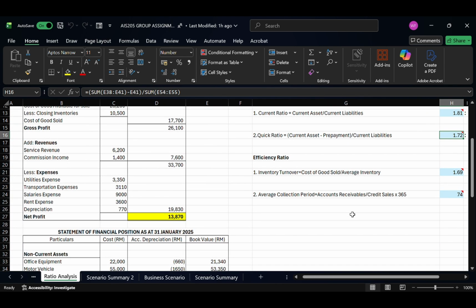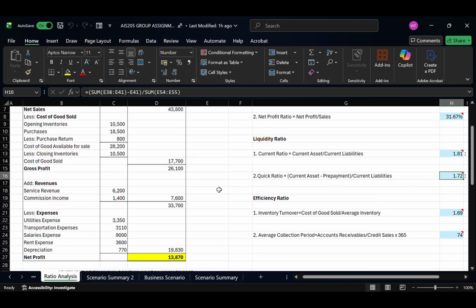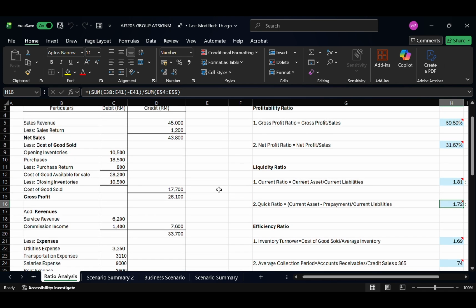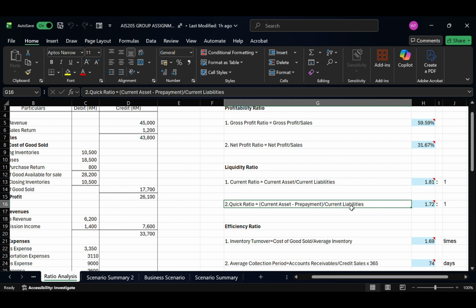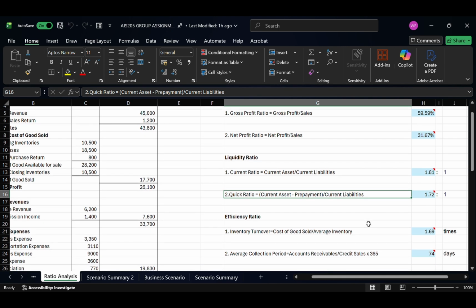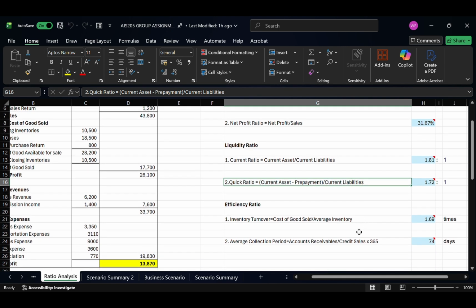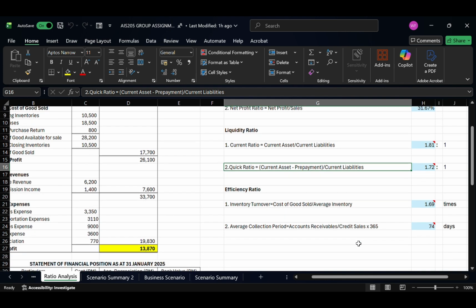So let's move to efficiency ratio. For the first part, we have inventory turnover, calculated by dividing cost of goods sold by average inventory. We get the average inventory by taking the opening inventory and the closing inventory, summing both, and after that dividing it, and we get the average inventory. And the second part is average collection period.